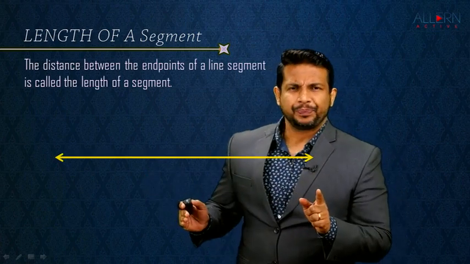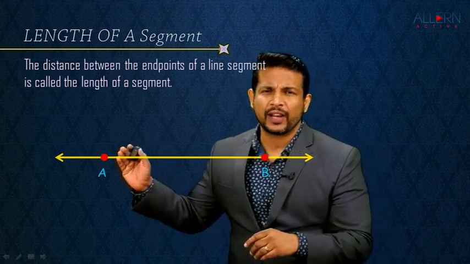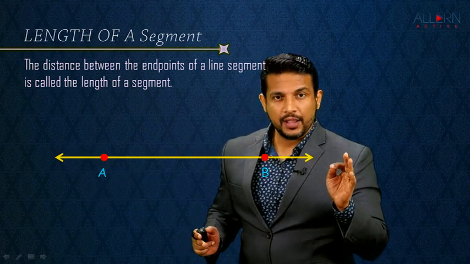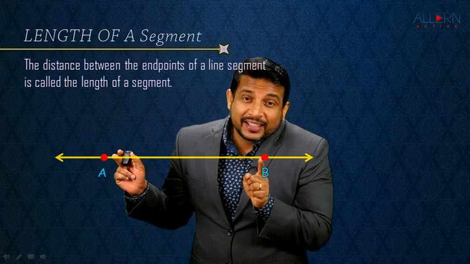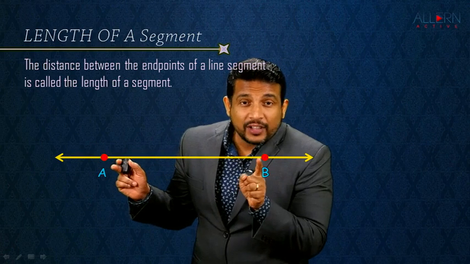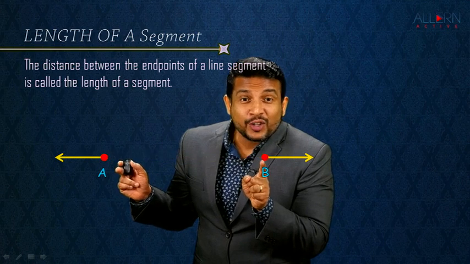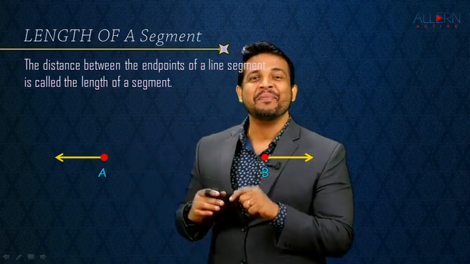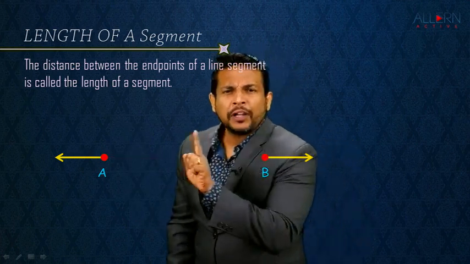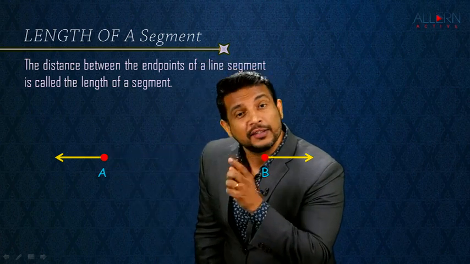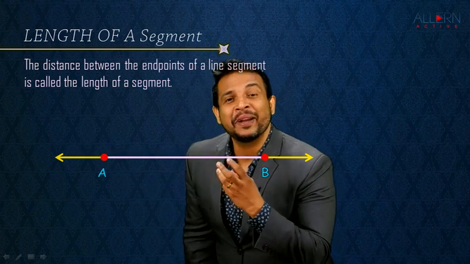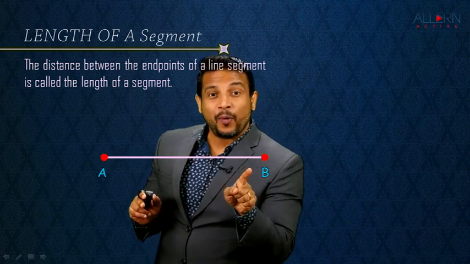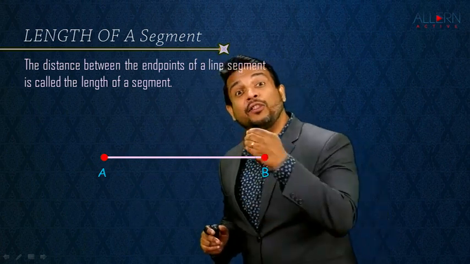Beautiful. Now this is a line. I take two distinct points on this line, one is A, the other one is B. Now this entire line is called line AB. And between A and B, this part is finite, and it is called segment AB. The entire line is line AB, but this is segment AB. Whatever the distance between A and B is, it is called the length of segment AB. That's so simple. So this segment is AB, and the distance between the end points is called the length of a segment.